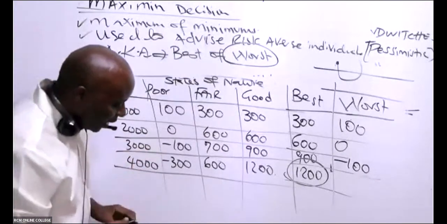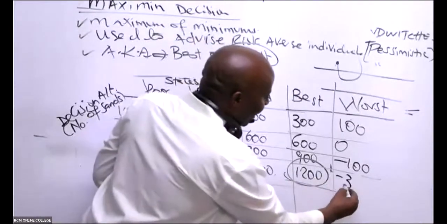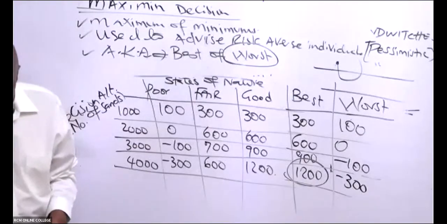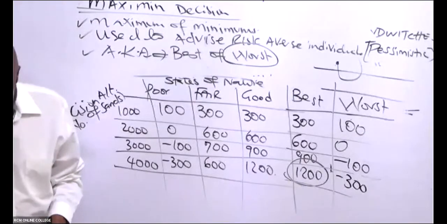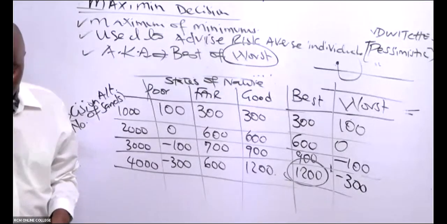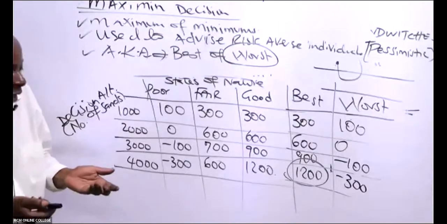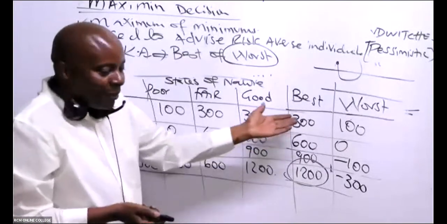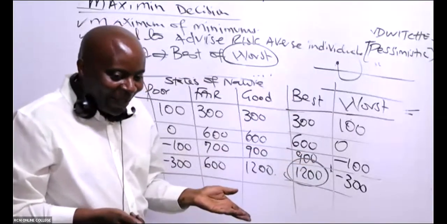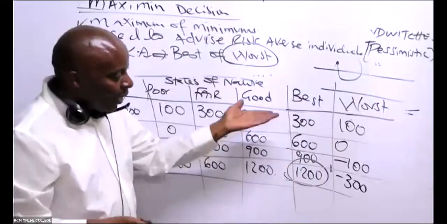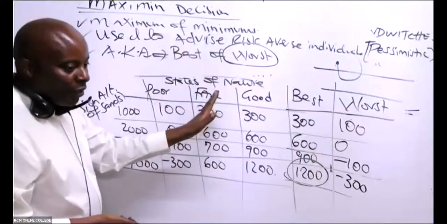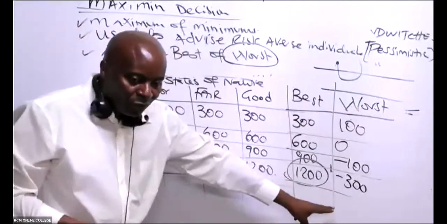So if he comes to this one year, what does he expect? Somebody, negative 300. So which one will you advise him to go for? Remember, now it will be the best of the worst. Even if he is pessimistic, you can't want to kill him completely by giving him the worst of the worst. It's called the best of the worst. So amongst all these, which one is the best of the worst?